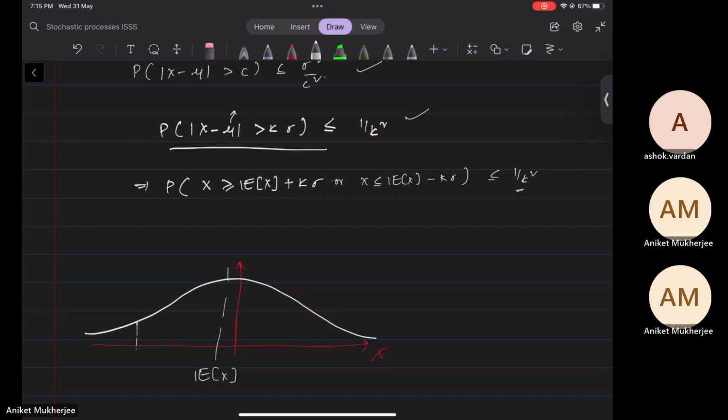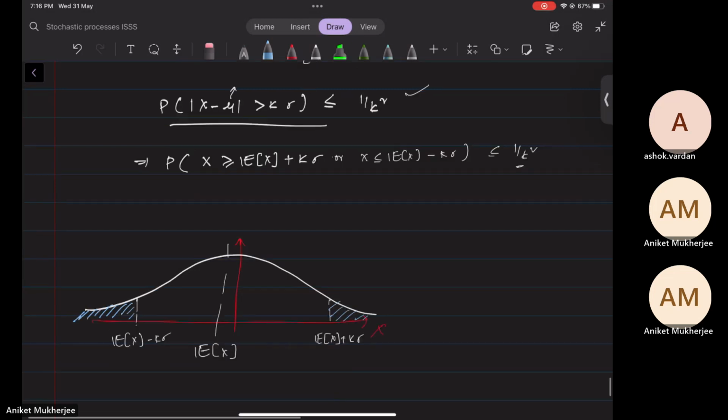Here you have somewhere expectation of X minus K sigma, and expectation of X plus K sigma. So what the Chebyshev bound gives is the probability that you are either lower than this or more than this, so basically the tail probabilities. The Chebyshev inequality gives you an upper bound on the tail probabilities, like what is the probability you'll be at the tail end of the distribution.